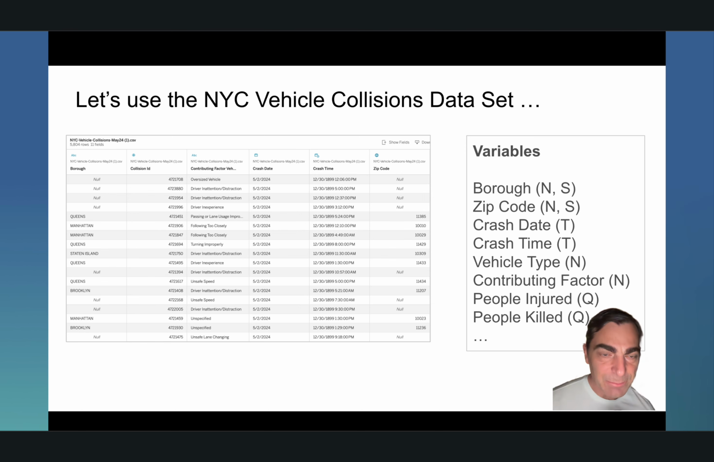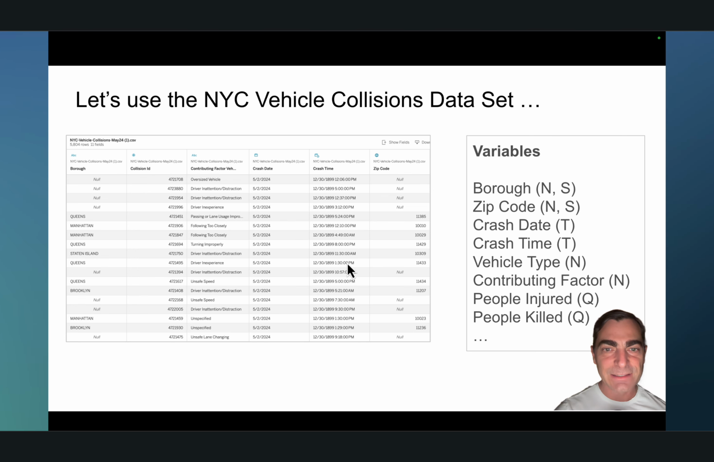To do that, I'm going to use a data set that I will keep reusing very often in this course. This is the New York City vehicle collisions data set. In this data set, every single row represents one collision in New York City. And for every collision, we have a large number of variables. In particular, we have the borough where the collision happened, the zip code, the crash date, the crash time, the vehicle type, the contributing factor, the number of people injured, number of people killed, and so on.